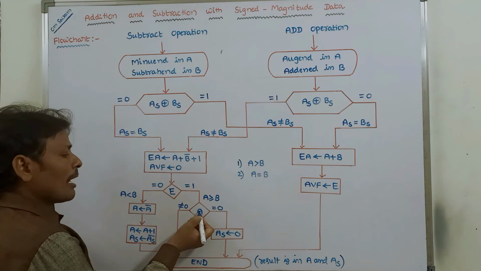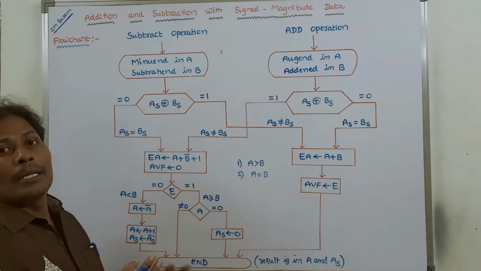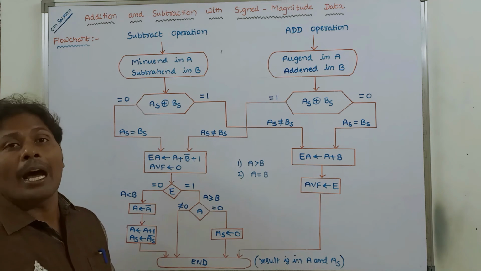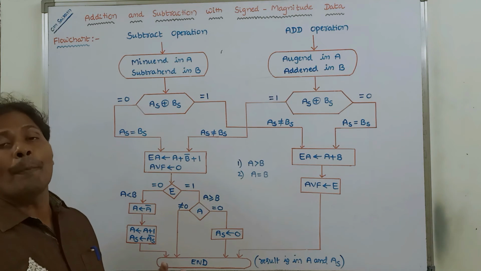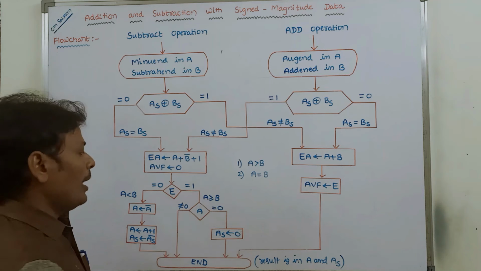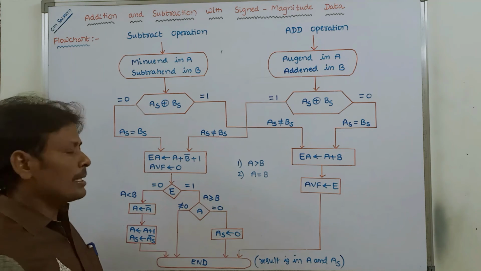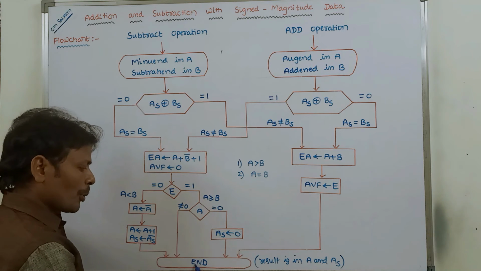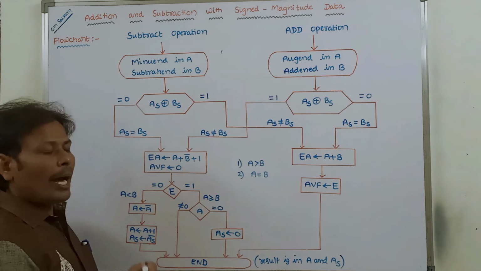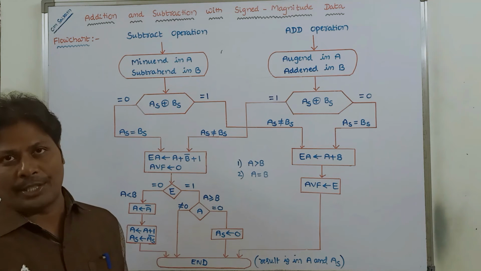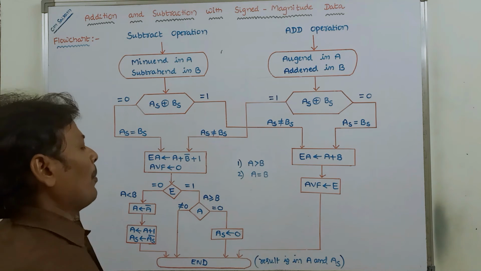A is not equal to 0 means the result value stored in register A always contains some positive value. At that time, we do not do any modifications. The result is stored in register A and its sign bit is stored in the AS register, the AS flip-flop.